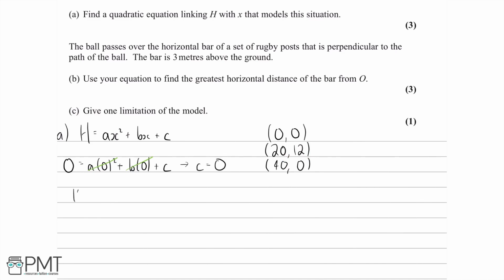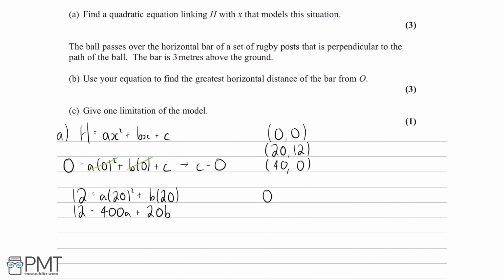Okay, now let's use the next point here, (20, 12), and see what we get. So, when h is 12, x is 20, which is going to be a times 20 squared, plus b times 20. And we have to write plus c, because we know c is 0. Now simplifying this, we get 12 equals 20 squared, which is 400, 400a, plus 20b. Well, we can't directly solve this as we have two unknowns in one equation. So let's use our final point here and plug it in.